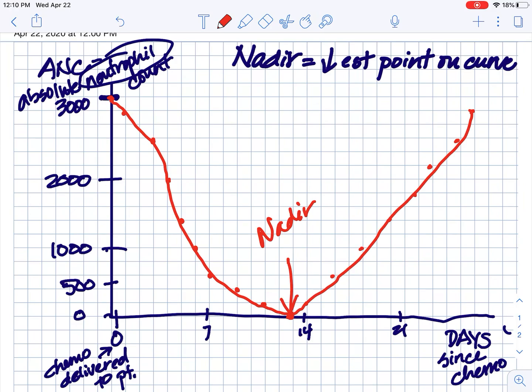Okay? One of the things that you learn when you're giving chemotherapy is the nadirs of the drugs that you're giving. So we know from giving these drugs over and over to patients that, for this particular chemotherapy X, the nadir is around day 14. All right? Which means your patient at this point has almost 0 neutrophils.